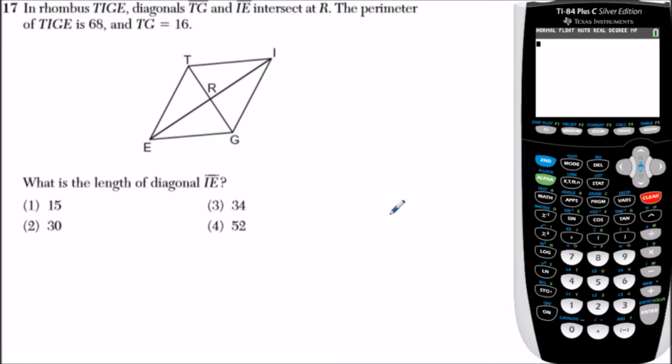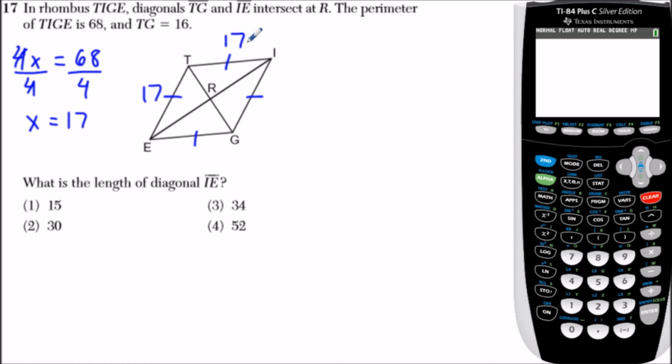Okay, so for question 17, we have a rhombus. The diagonals are drawn in. We have the perimeter is 68, and the length of one diagonal is 16. We want to know the length of the diagonal IE. So what we want to make use of is that in a rhombus, all 4 sides are the same. So if the perimeter is 68, and let's say each side is x, then 4 times x would equal the perimeter. To solve for x, all we have to do is divide by 4. And that tells us x equals 17. So the missing sides are all 17 units long. And you could even check, if you add them all up, it's going to work out to 68.